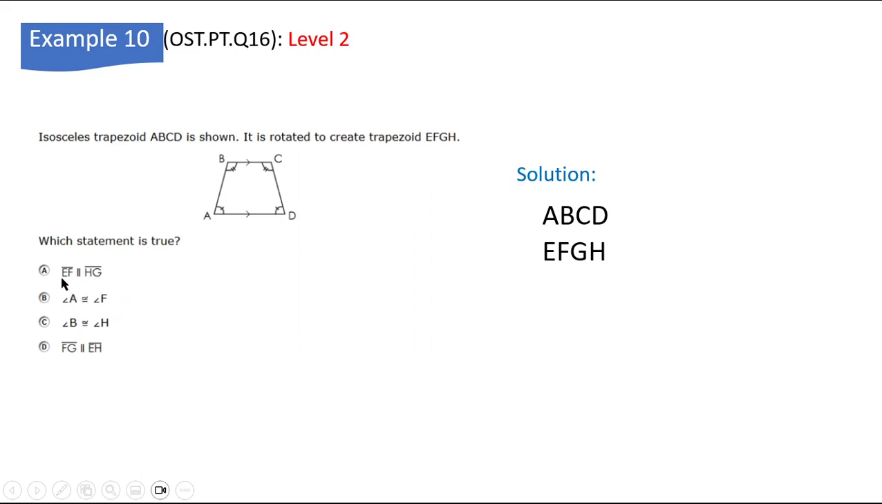And now you can look here. Is EF parallel to HG? Look up there. Is AB parallel to CD? No. Is angle A the same as angle F? No. Is angle B the same as angle H? No. Is FG parallel to EH? Is BC parallel to AD? Yes. Okay, or you can do it in this way.